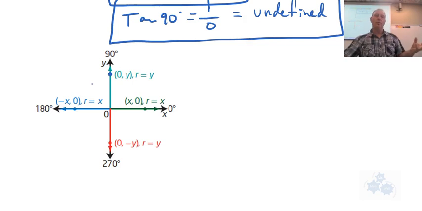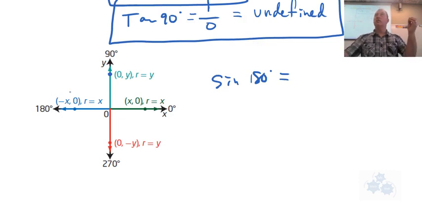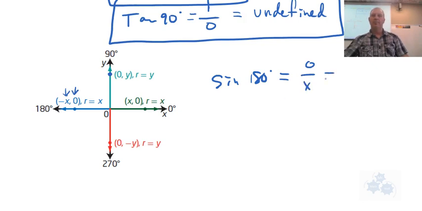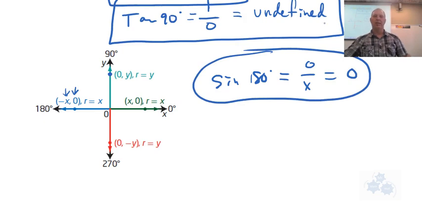For the other ones, let's say sine of 180. What's sine of 180? Sine is S-Y-R, so y over r. Here's y, and r is x. So 0 over x, that's 0. So sine of 180 is 0. That's how you figure that out.